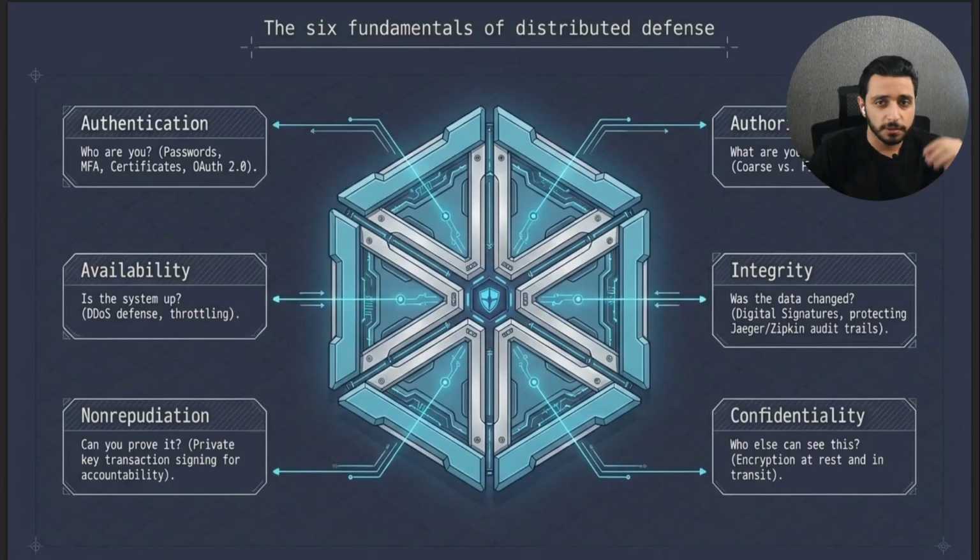The next fundamental is availability, which answers the question of is the system up or not. Security isn't just about hackers, it's about making sure legitimate users can get in. The good news, in microservices, if one service crashes, the whole system doesn't have to go down.